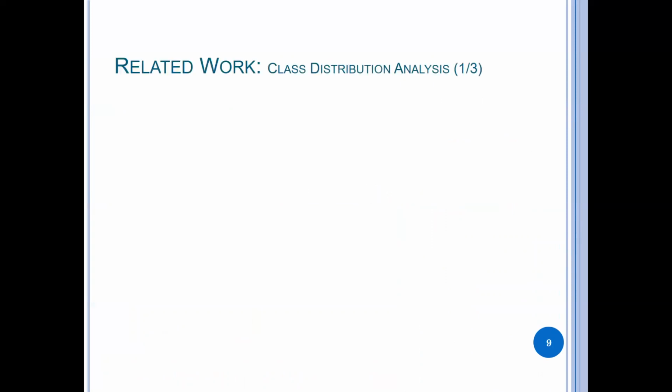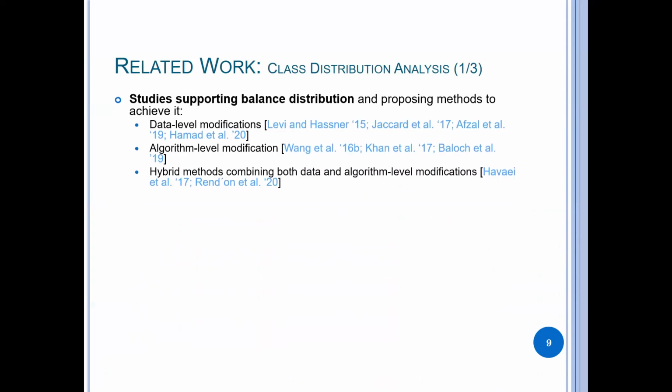Now I'd like to present a short review of related work and their limitations. In literature, there are hundreds of studies in different domains supporting balanced distribution and proposing methods to achieve it. Among them, some support data level modification, for example, oversampling, undersampling. Some support algorithm level modification, for example, modifying or proposing a cost function, and some support a hybrid method of data and algorithm level.